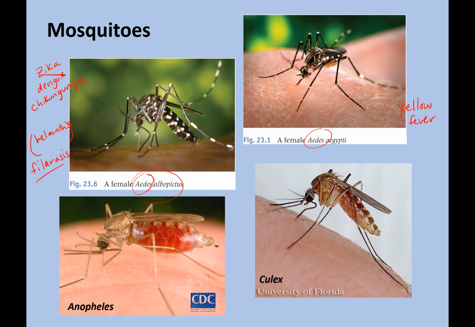Anopheles is the malaria vector, which is not a virus. Plasmodium is a protozoa, but you might have heard of Anopheles viruses. Zika has now been found to be carried by Anopheles. Zika has also been found in Culex, which is the main one for West Nile and other types of encephalitis viruses.